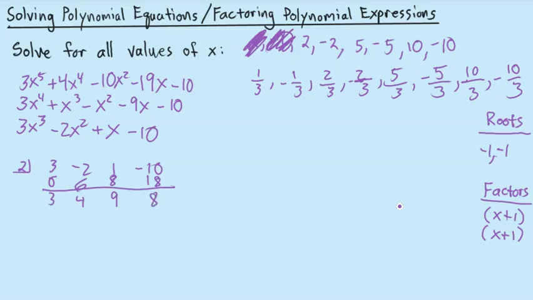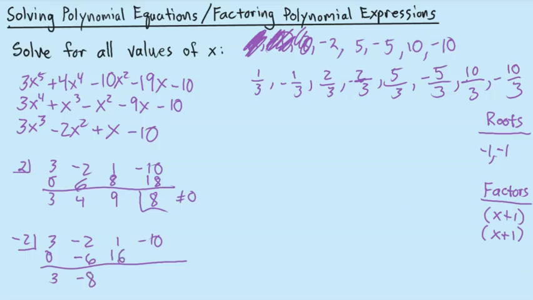So my remainder is not 0, and therefore I'm going to cross off 2, and now I'm going to try -2. So I'll put -2 in the half box. I'll use these same numbers because I haven't reduced the polynomial yet. -2, 1, -10, draw a line. 0 plus 3 is 3, times -2 is -6, plus -2 is -8, times -2 is 16, plus 1 is 17, times -2 is -34, plus -10 is -44. Therefore, it does not have a remainder of 0, so we're going to cross off -2. Moving on to 5.